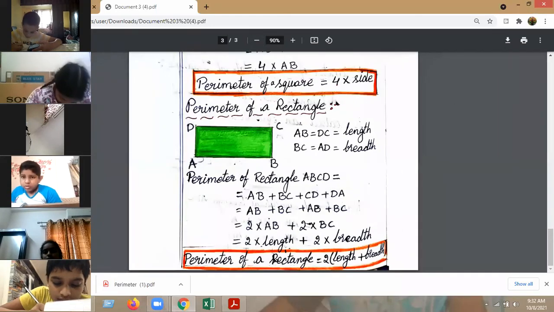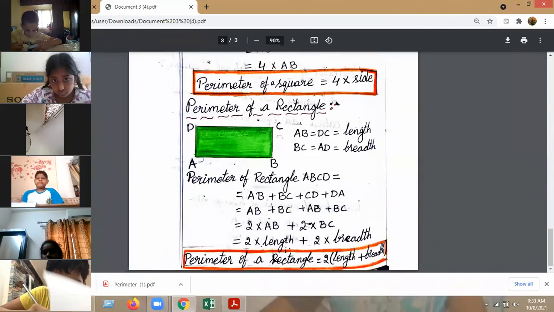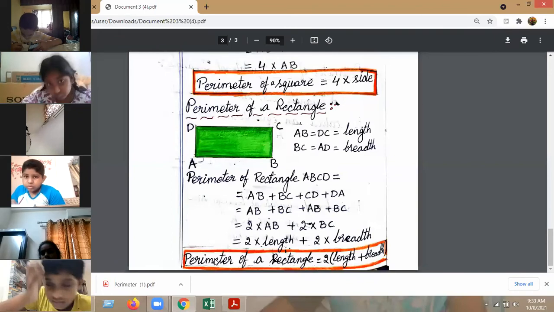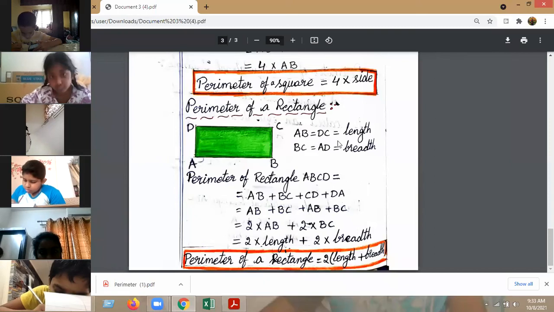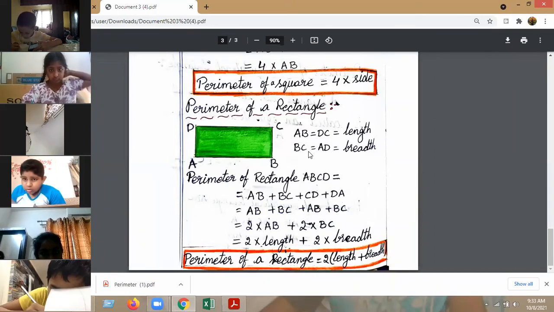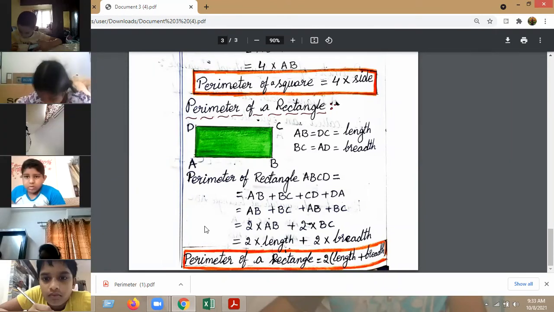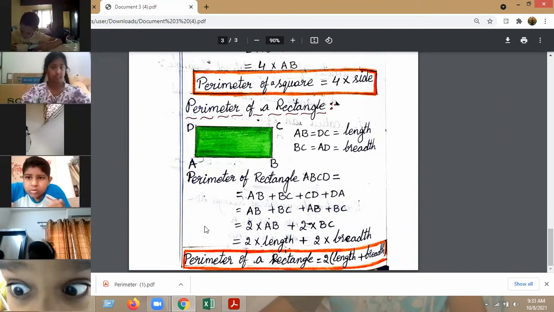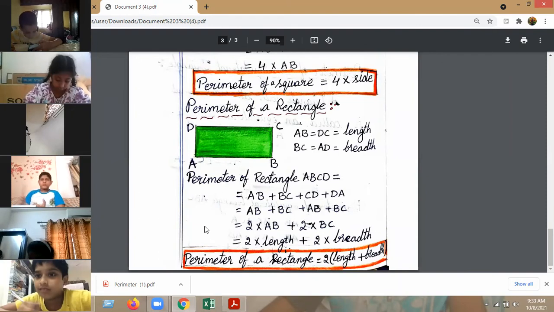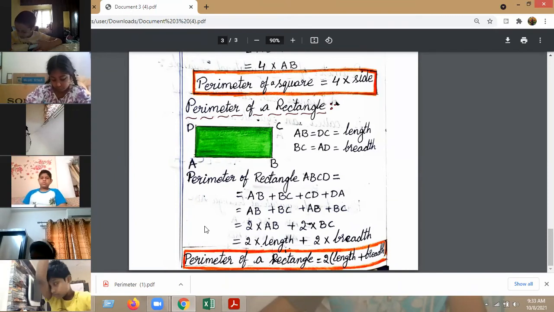Children, yesterday we completed perimeter of a square. Up to here we finished the remaining part. If you completed, then we can start the remaining classwork, Activity 3. So finish it fast. AB is equal to DC, that is the length. BC is equal to AD, that is the breadth. So perimeter of rectangle ABCD is equal to AB plus BC plus CD plus DA. You write down first.